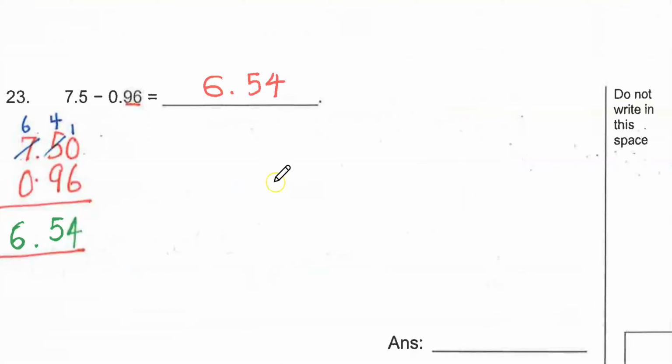Number 23, 7.5 minus 0.96. Align them properly. 7.5, align the dot over here. Okay, your minus, it looks like 750 minus 96.